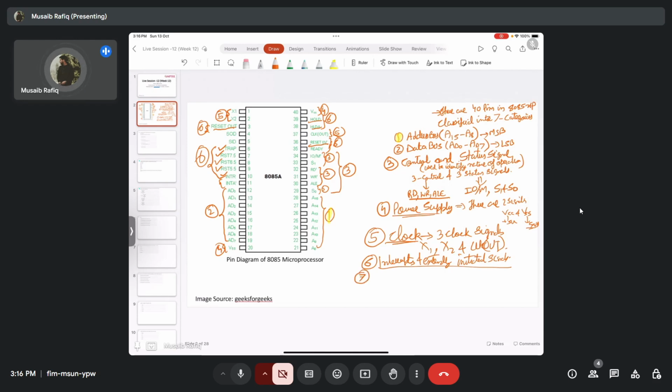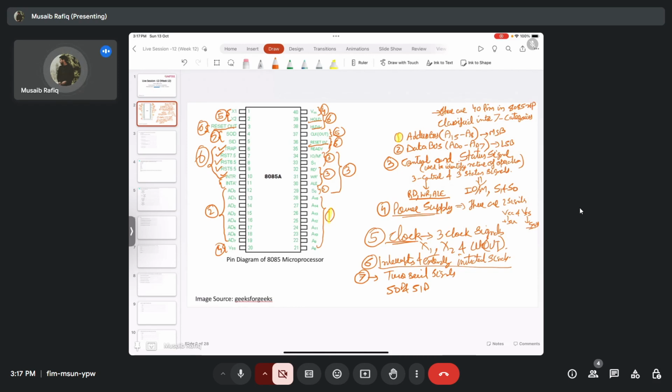Now there is seventh category, that is serial signals. So there are two serial pins. They are SOD and SID, right here. SOD is basically your serial output data line. SOD is set or reset as specified by SIM instruction, and SID is the data on this line which is loaded into accumulator when RIM instruction is executed.